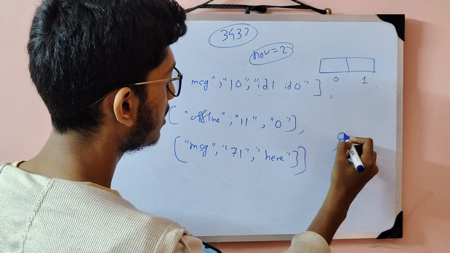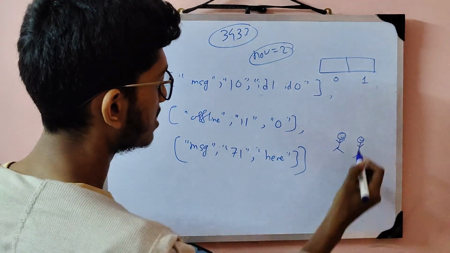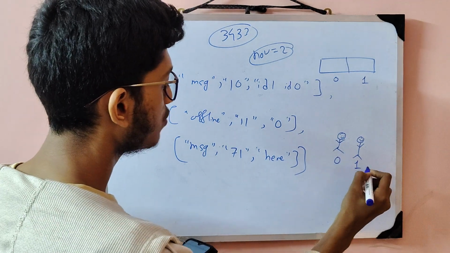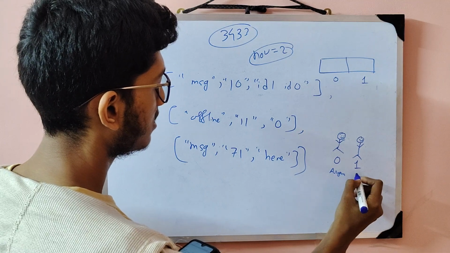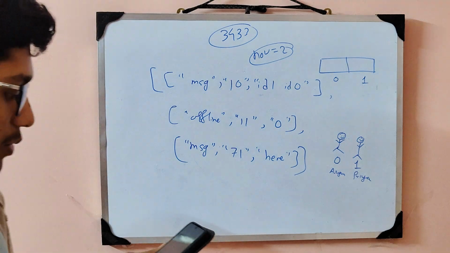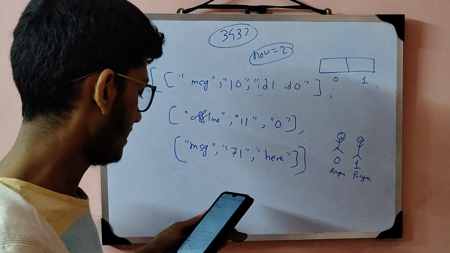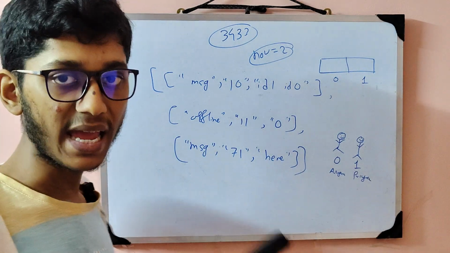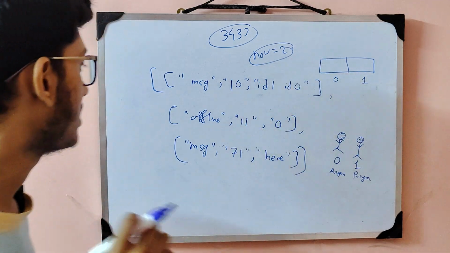So we can see there are 2 users, 2 stickman users. One name is 0 and one name is 1. Let them be Aryan and Priya. So there are 2 users, 2 happy users we have got, and we are using zero based indexing because we are playing with arrays, right? We need to return how many times they have been mentioned.